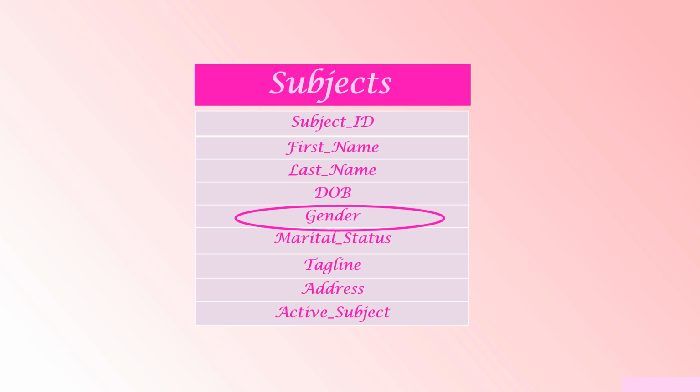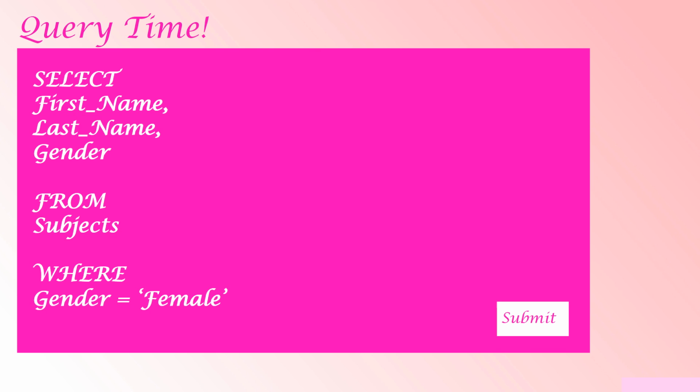Now let's take a look at how that would look in the query. So we have our select and we added gender to the columns we are bringing back, and our from clause telling the database to get the rows of data from the subject table, and then we say where gender equals female.